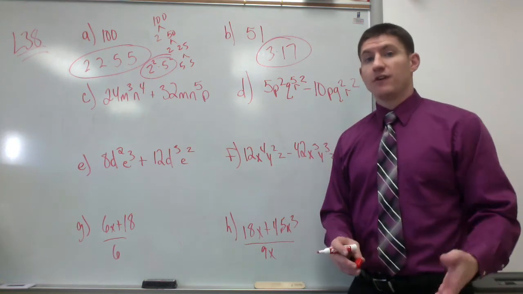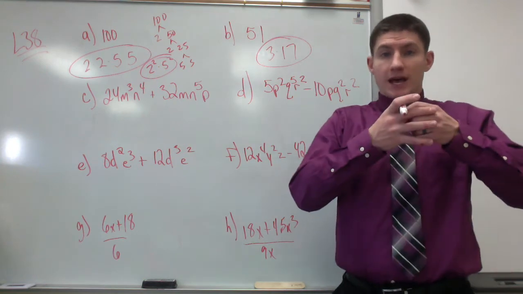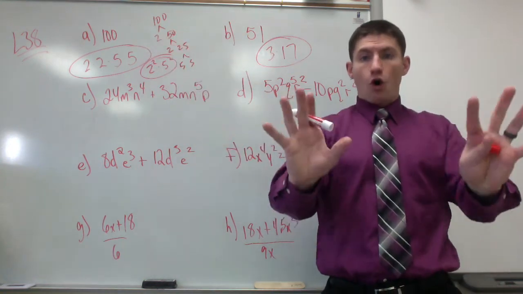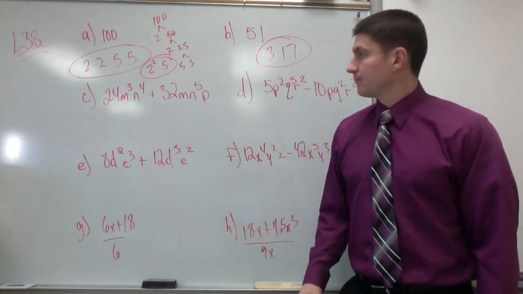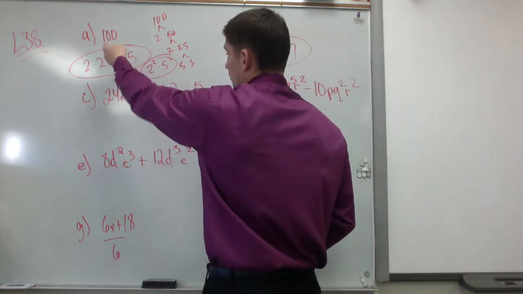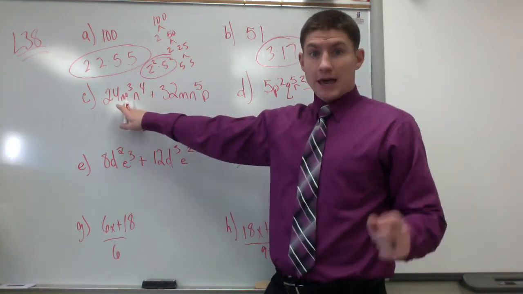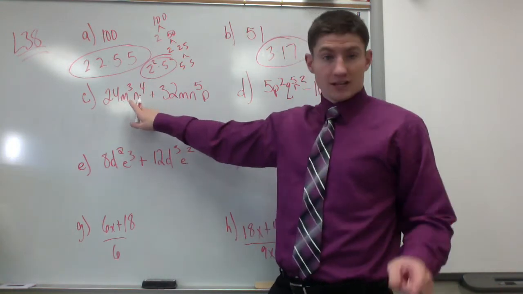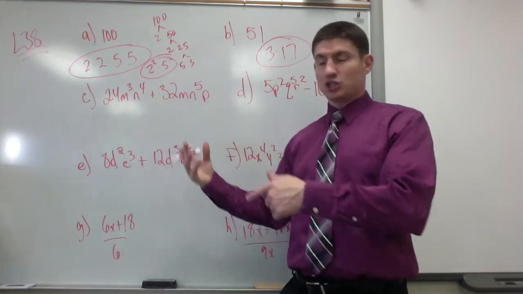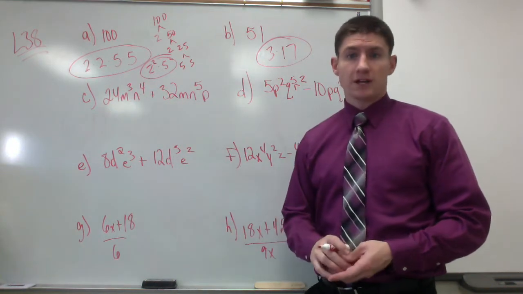To find the greatest common factor of any number, we simply write it out as this huge line of all the factors that are being multiplied. So we're going to take 24 and use the prime factorization, and then we're going to write down m to the third as m times m times m, and n to the fourth as n times n times n times n. I should probably just show you. 24, let's break it down.